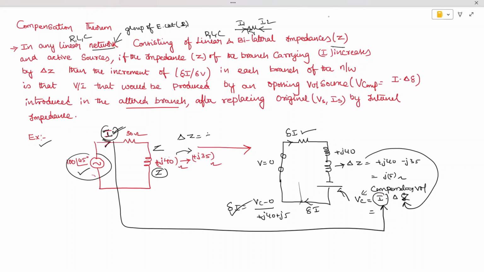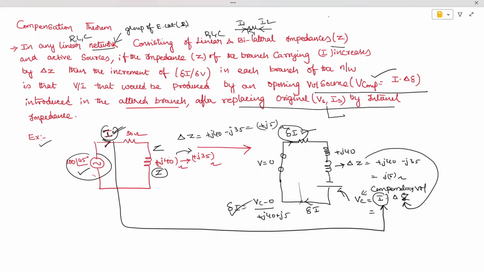Delta Z is nothing but J40 minus J35. This is nothing but how much? J5. It is increased by a value of J5. Then the increment of current, this is called the increment of current, delta I or delta E in each branch of the network, is that the voltage or the current that would be produced by an opposing voltage source, where this voltage is called compensating voltage, is introduced in the altered branch.